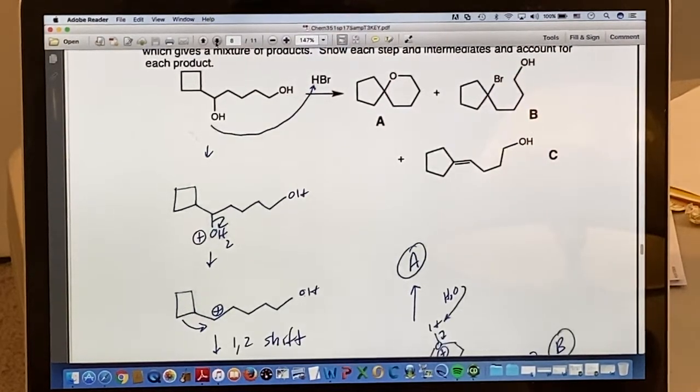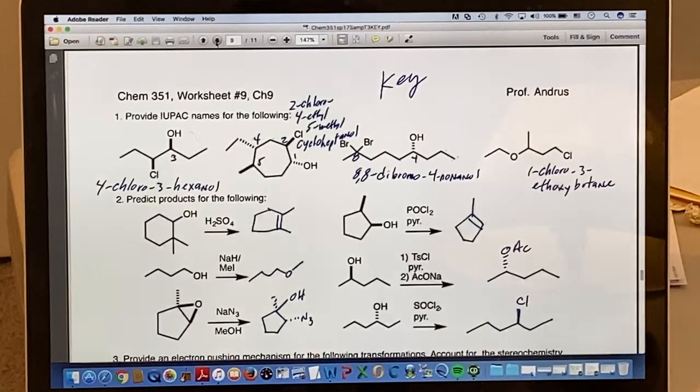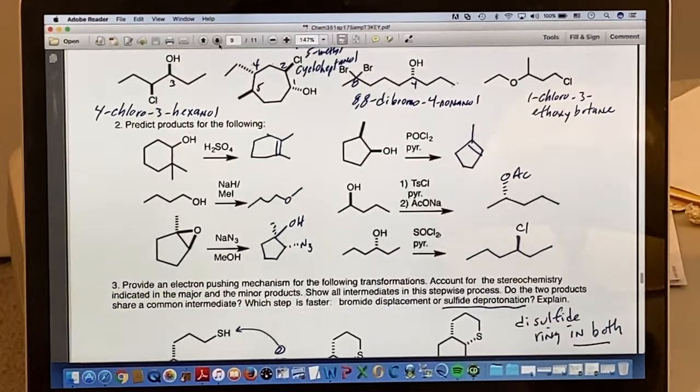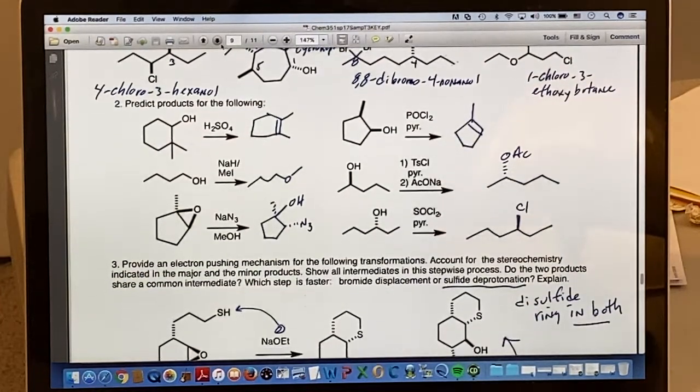Let's see, what else have we got? Oh, we got these worksheet problems. They're, again, a collection of harder problems. They're similar to the challenging problems at the end of the chapter. So work through these and see how some of these are. So it's just reaction problems, I think.